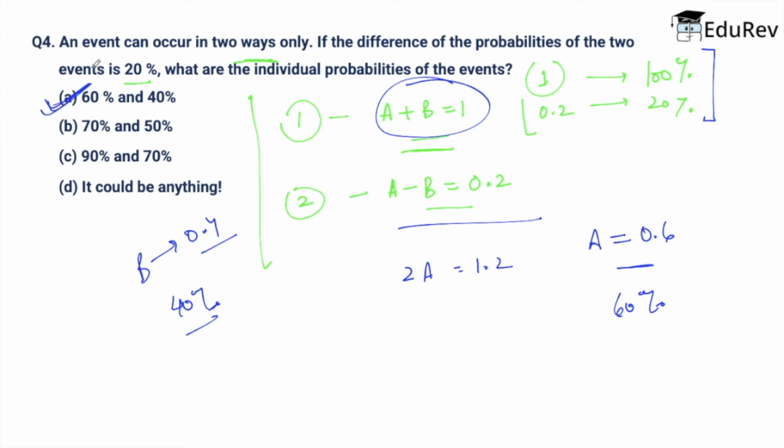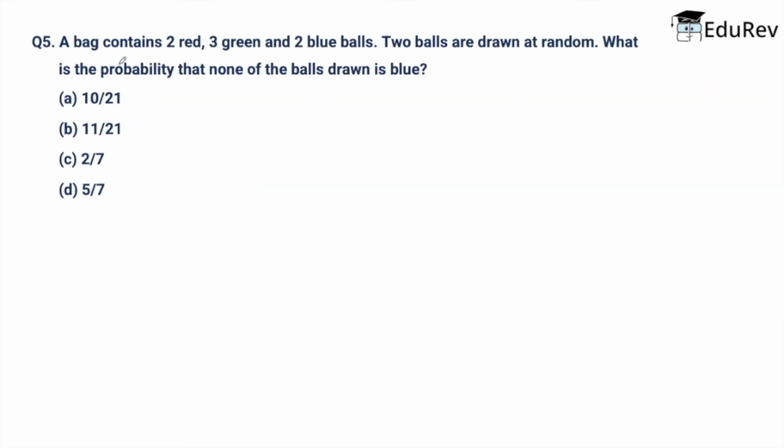I hope you understood this. Let's move on to question number 5. Alright, so question 5 says that a bag contains 2 red, 3 green and 2 blue balls. Now 2 balls are drawn at random. So what is the probability that none of the balls drawn is blue?